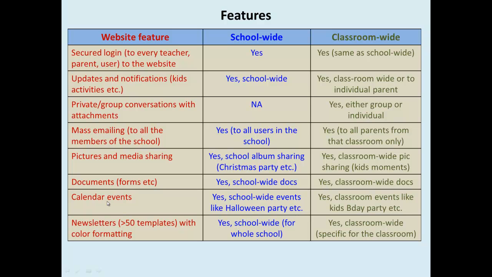And the next feature is calendar events. We do have a calendar of events relevant to the whole school, where the director handles the school-wide events, for example a Halloween party or a school meet, something like that. And we do have relevant classroom-wide calendar events. For example, there's a specific kid's birthday for that classroom, and the teacher would share that event with the parents of that classroom. And the next feature is the newsletters, where we have more than 50 templates with color formatting. We do have a school-wide newsletter subscription method and also a classroom-wide one, which is specific for that classroom.